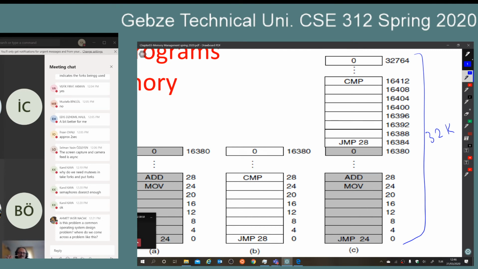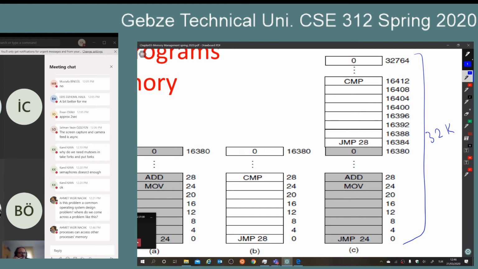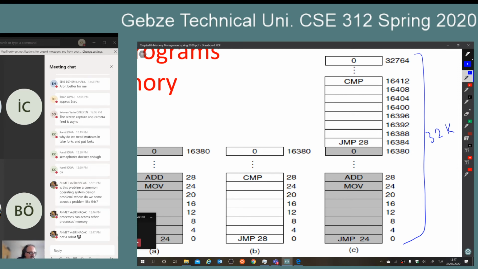Am I talking to myself? Oh, okay. Ahmet Yasir is always there. Ahmet Yasir, you are not a robot or something like that, right? You are a real person. You are always there because the processes can access other processes' memory. That means, okay, not a robot. When a robot says I am not a robot, don't believe that robot. You know the Turing test, right? Anyway, never mind.